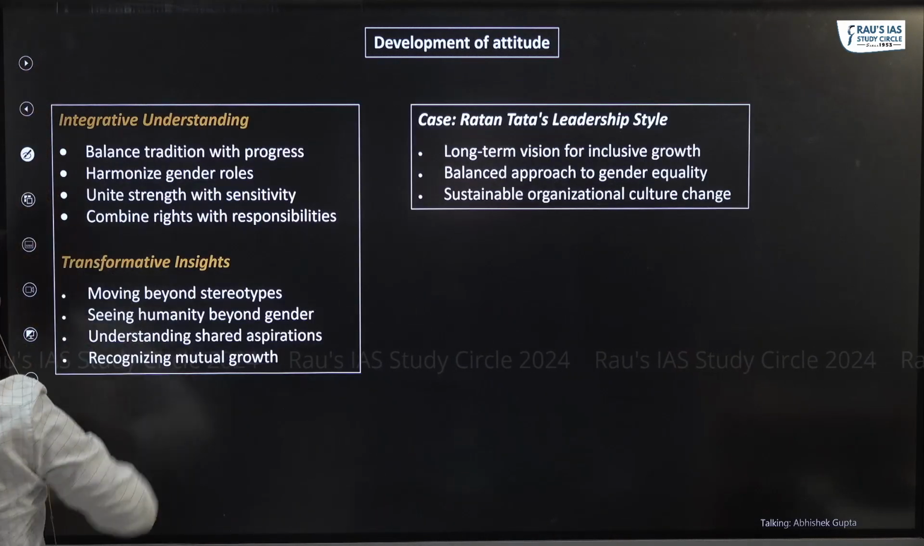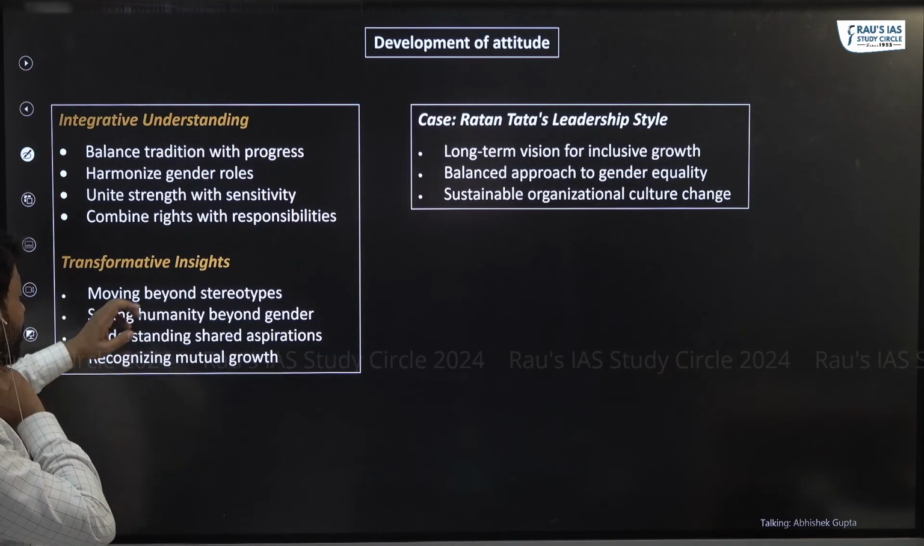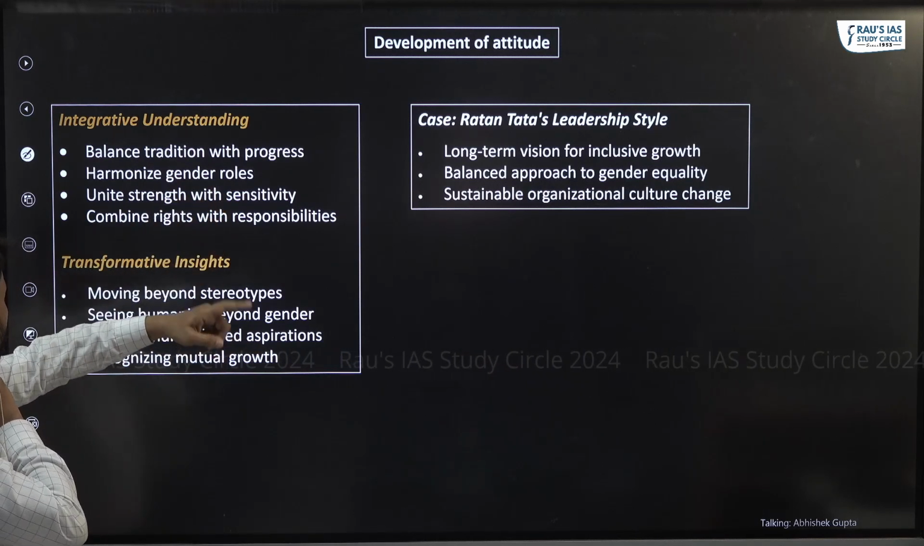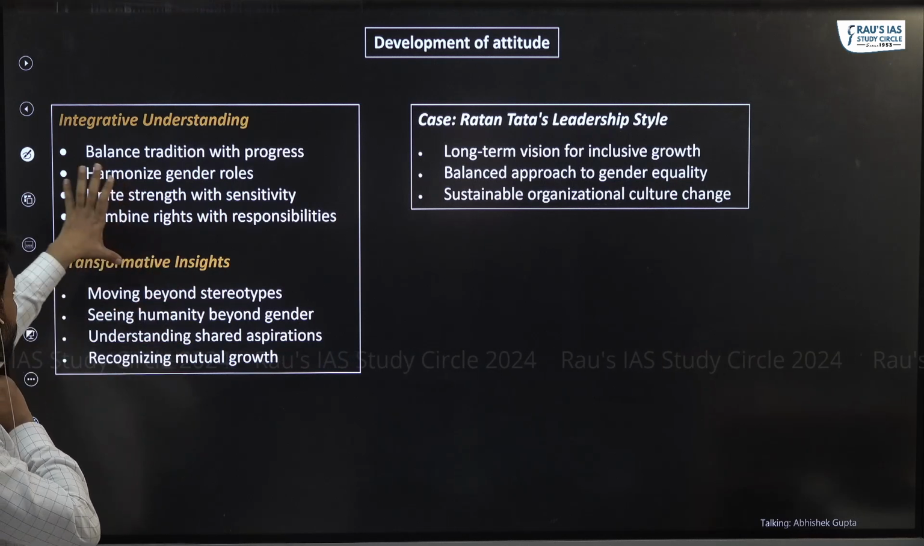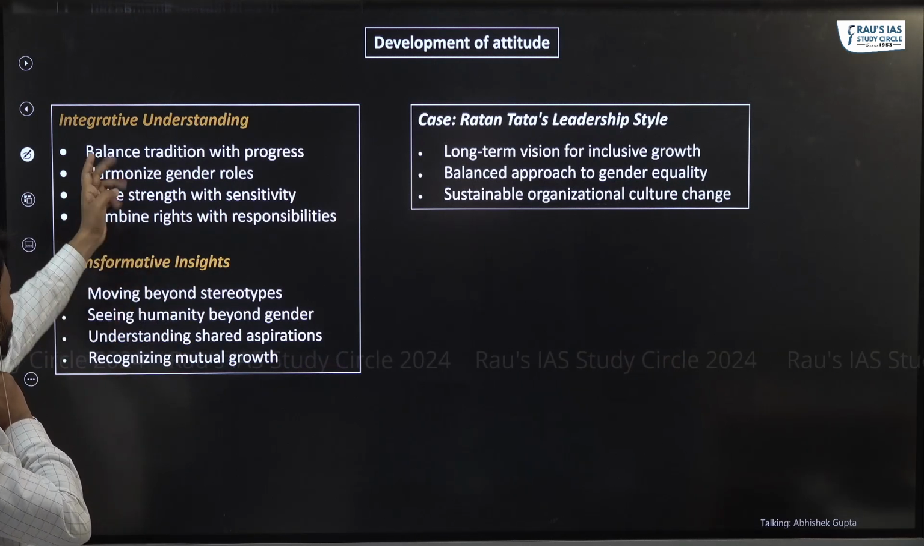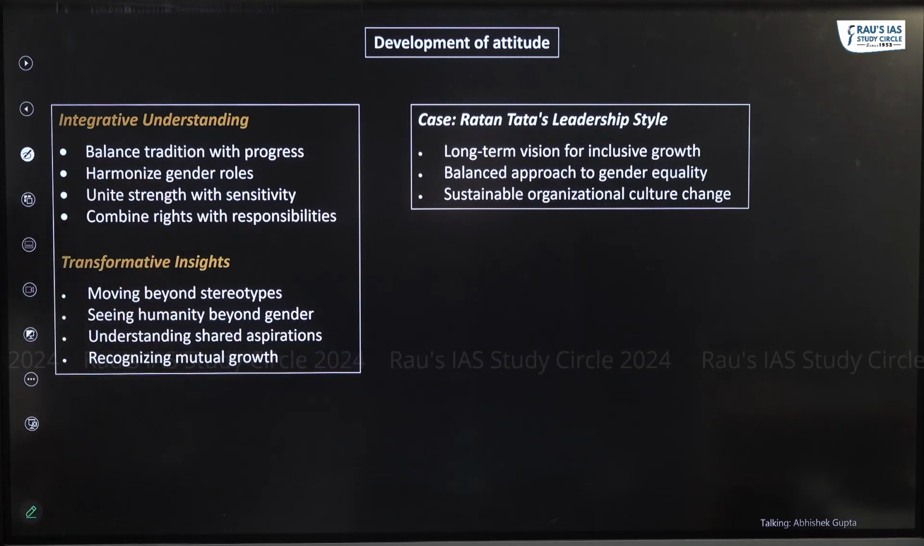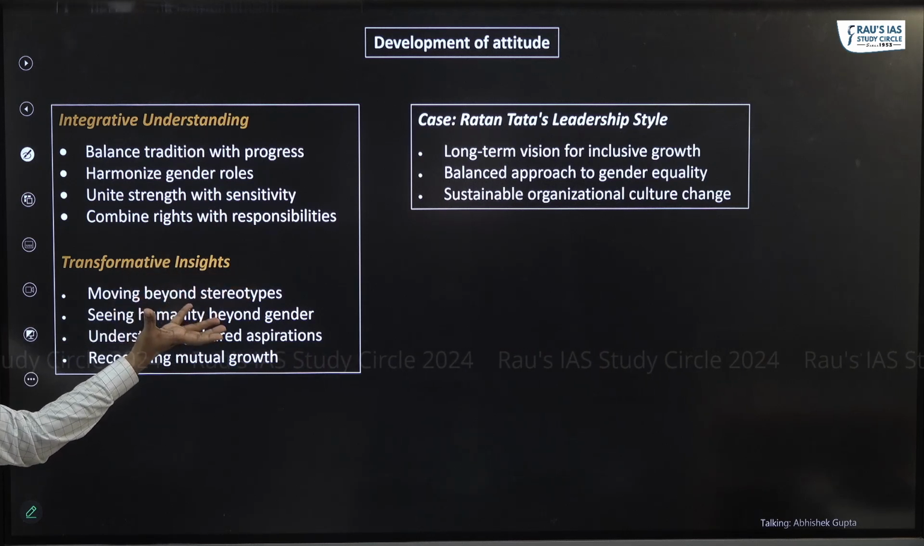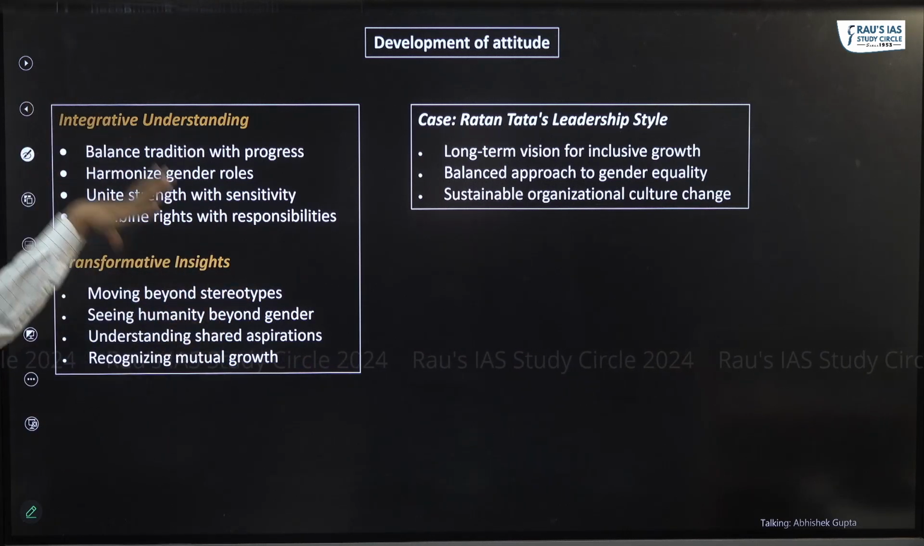And from the point of view of wisdom, in the case of development of attitude for gender sensitivity, there are certain requirements. Balance tradition with progress. Consideration should be very broad. Harmonize gender roles. Unite strength with sensitivity. Combine rights with responsibilities. When you have a larger vision, when you look from the top, that is wisdom.